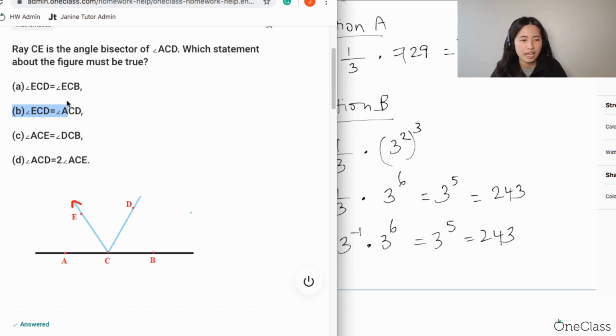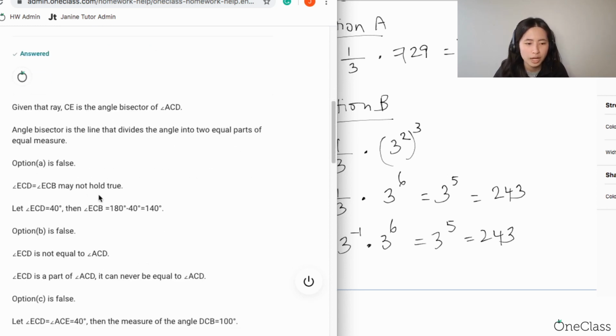And then if you look at option A, it's angle ECD, so that's over here, and then you have ECB. They're not equal to one another, because ECB is larger compared to ECD. So that's why it's going to be option D. That's right.